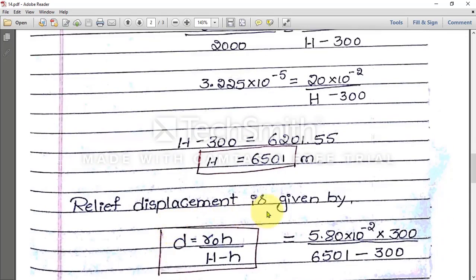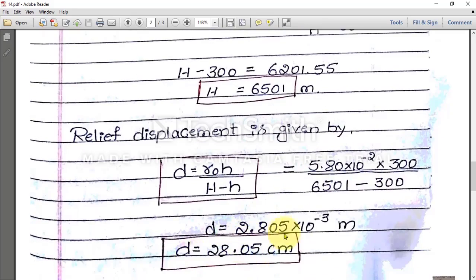Clear? Then relief displacement is given by d is equal to, see here we are not using the formula R h by H. Here R is not given. We want to use R naught h by H minus h because R naught is given. So R naught is 5.80 into 10 power minus 2. Small h is 300. Capital H we already got, 6501 minus 300. So 2.805 into 10 power minus 3 meter we will get. Usually relief displacement we write in centimeters, 28.05 centimeter. Hope you understand the problem. Very simple one.